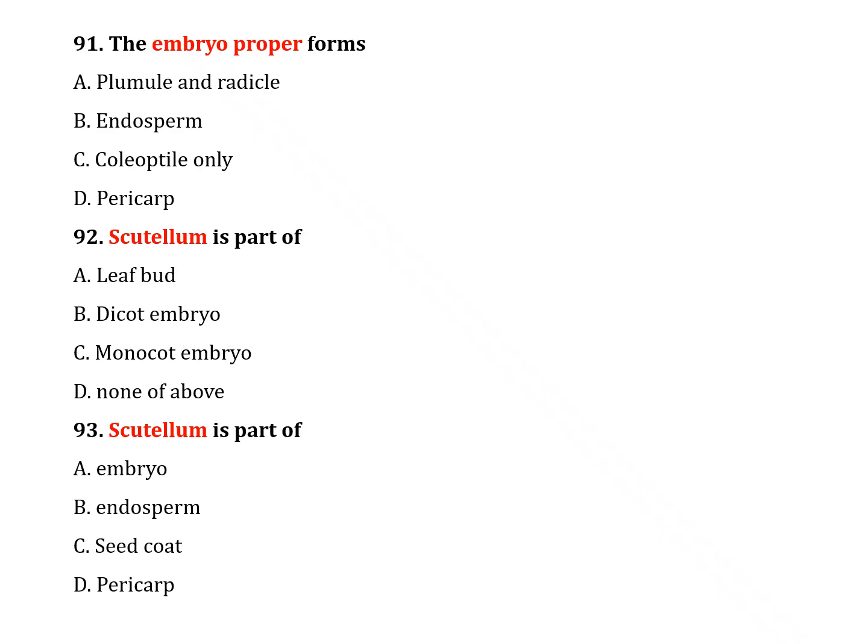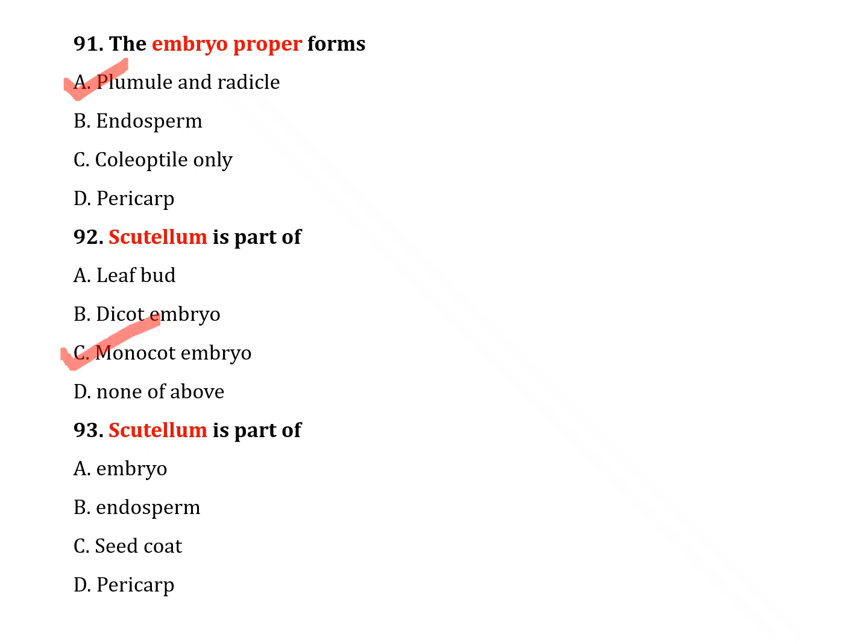The next question, number 91. The embryo proper forms: option A, plumule and radicle; option B, endosperm; option C, coleoptile only; option D, pericarp. Correct answer is option A, plumule and radicle. The next question, number 92. Scutellum is a part of: option A, leaf bud; option B, dicot embryo; option C, monocot embryo; option D, none of the above. Correct answer is option C, monocot embryo.